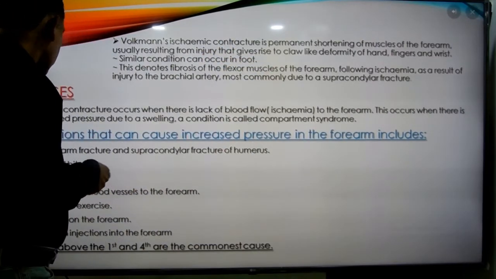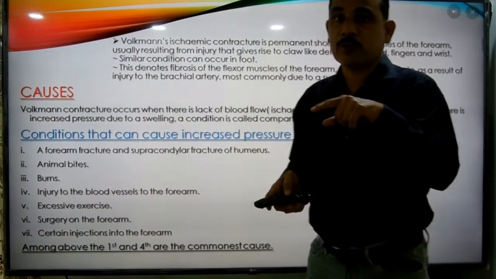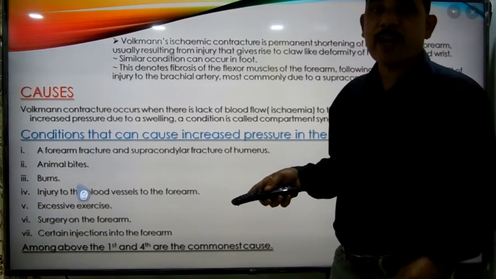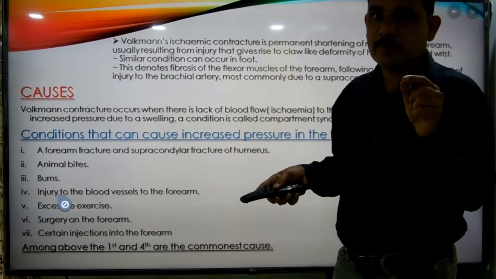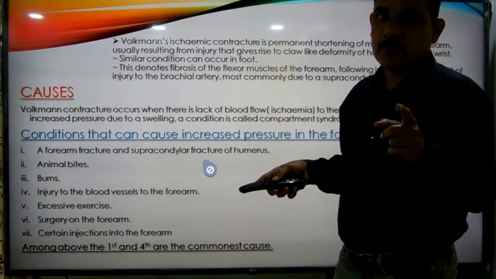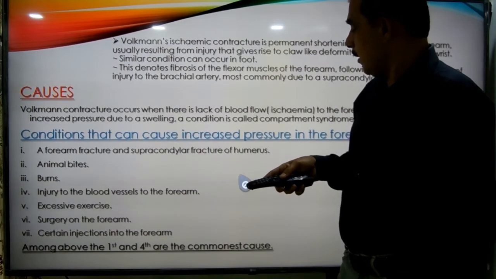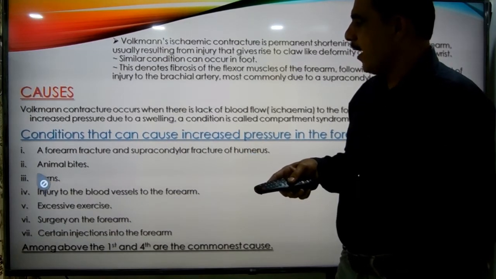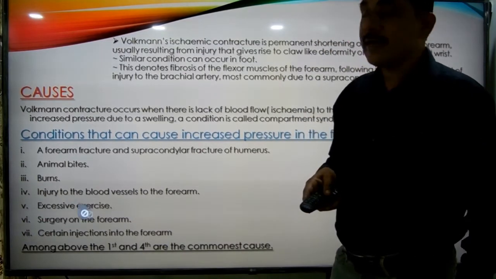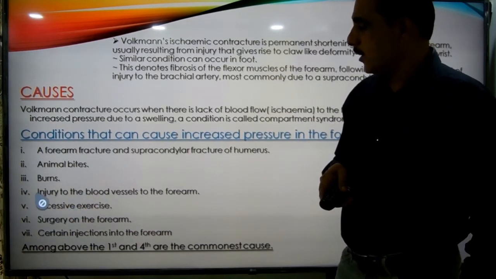You are getting it? So what are the conditions that cause the increased pressure or the compartment syndrome? Number one, the forearm fracture, means fracture of the bones of the forearm. And the supracondylar fracture of the humerus. First one was the fractures of the bones of the forearm, and second is a fracture of the humerus. Second, animal bites, like snake bites or poisonous animal bites.